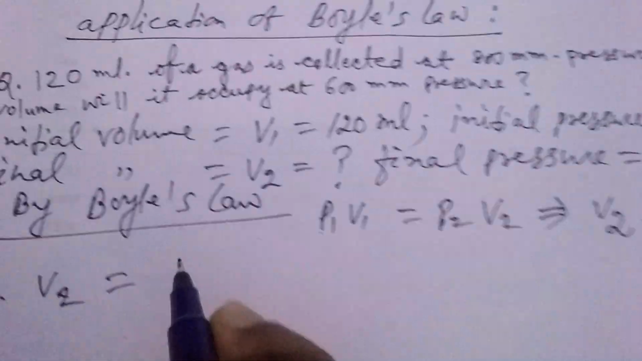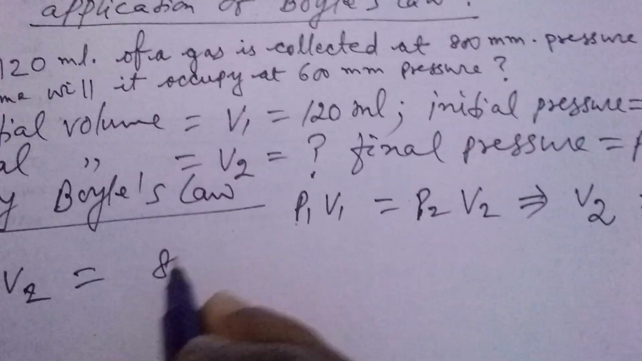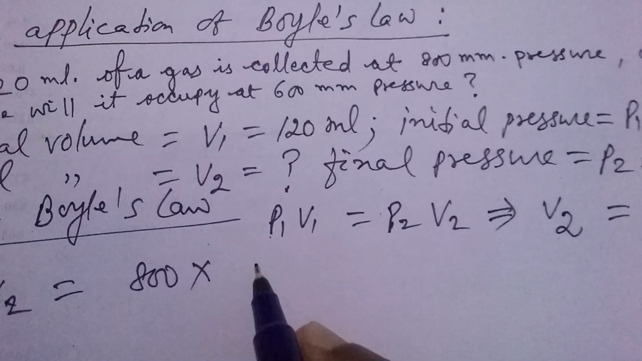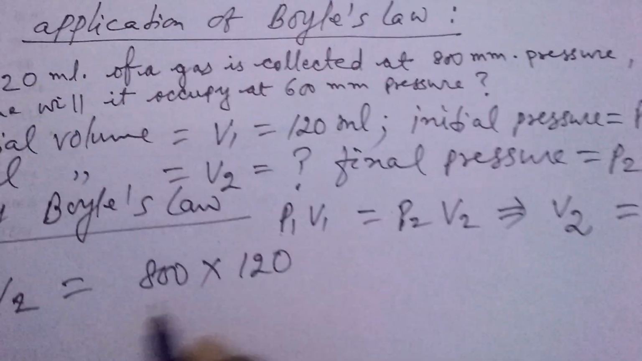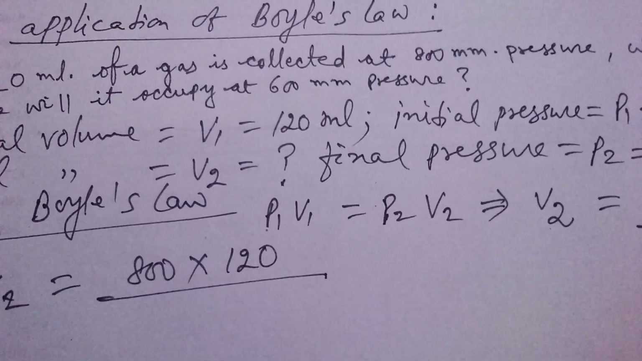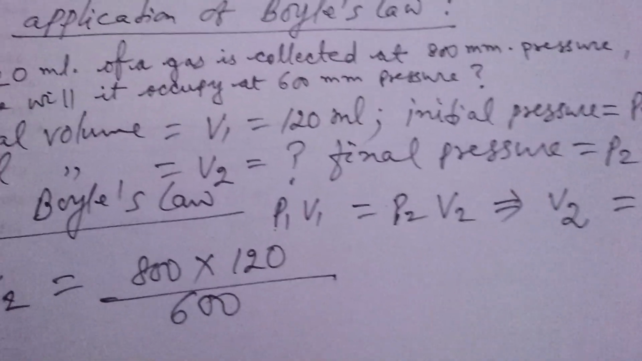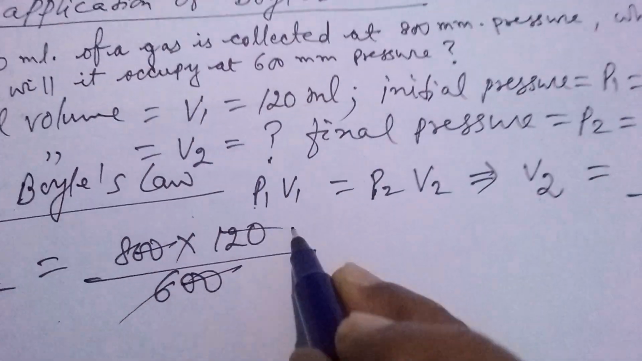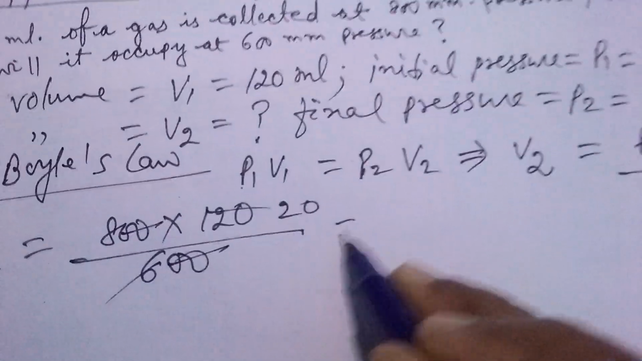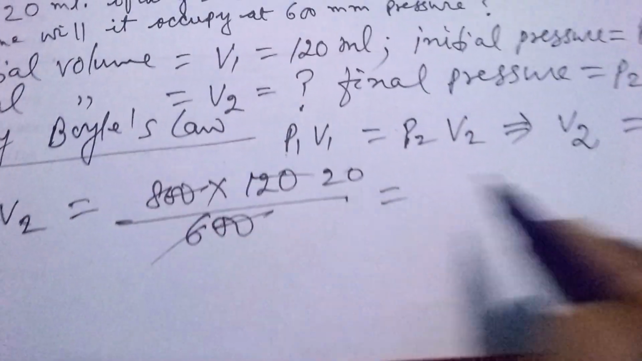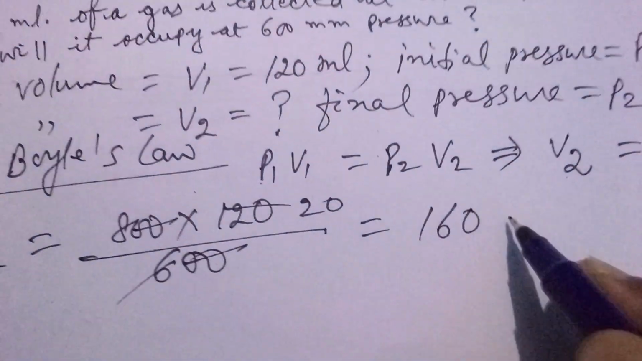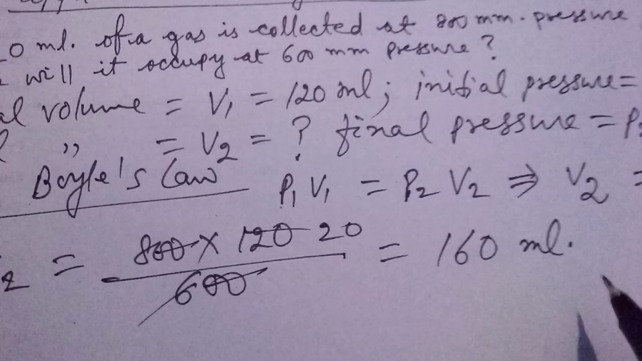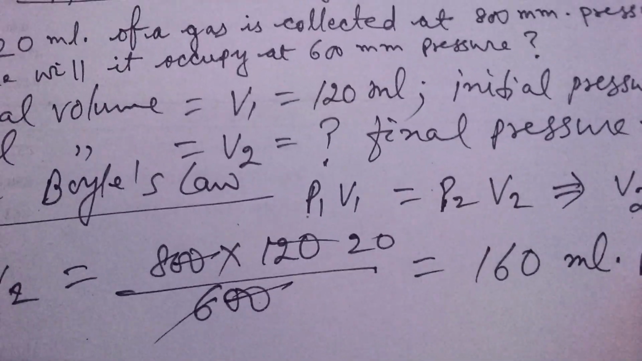Therefore V2 is equal to, now you put the values. P1 value is 800, V1 value is 120, by P2 value is 600. Now you cancel, double zero you cancel, 6 20s are 120, and 8 times 20 is how much? 160. This is milliliter, and if you verify, this is our answer.